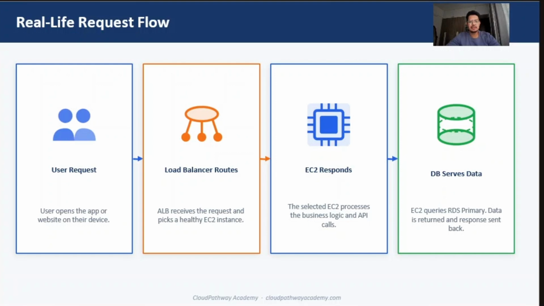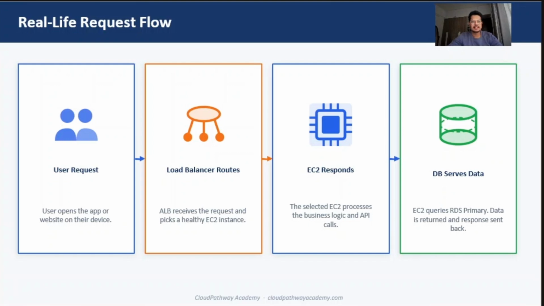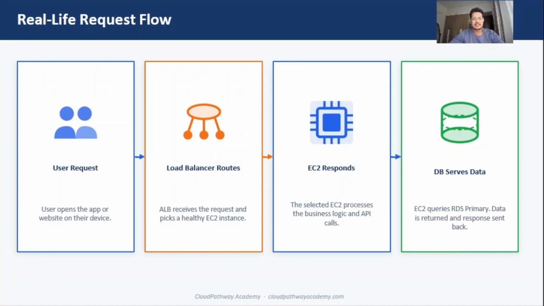Step 3. The selected EC2 instance, your application server, receives the request and processes the business logic. It might validate authentication, transform data, and call other services. Step 4. The EC2 instance needs data, so it queries the RDS primary database. The database fetches the records and returns them to EC2, which formats and sends the final response back to the user. The entire round trip, all of these 4 steps, happens in just milliseconds under normal conditions.